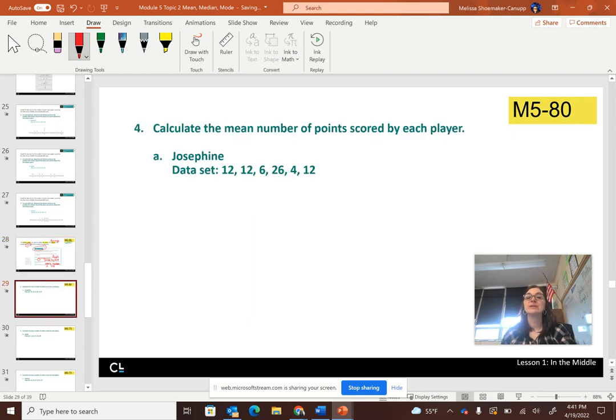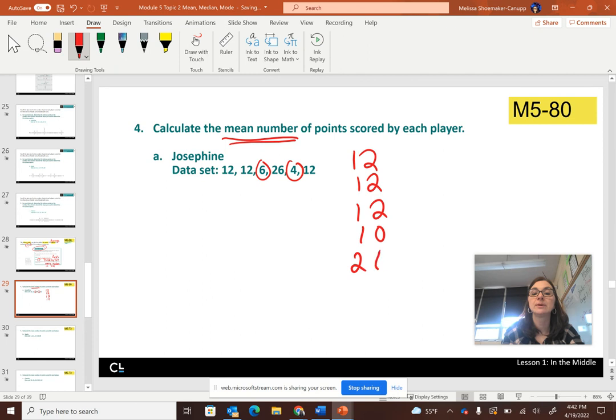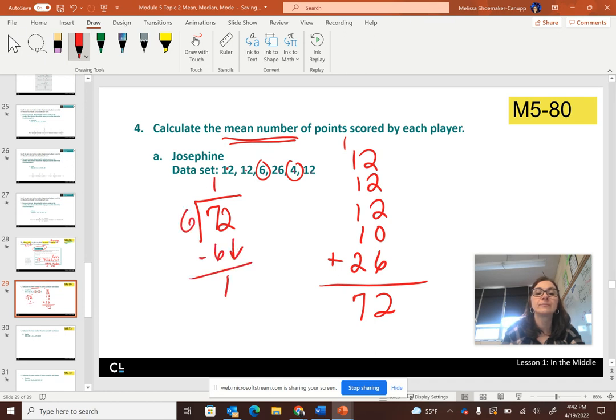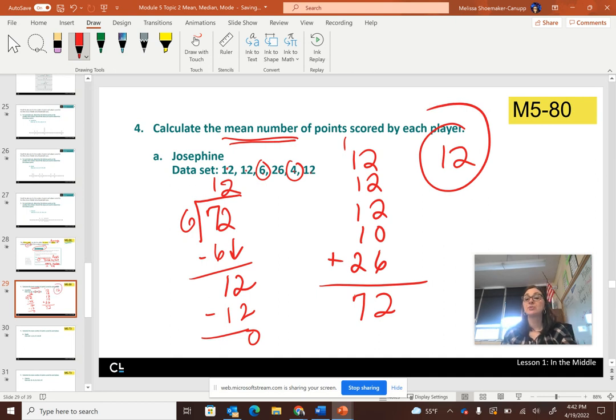Okay, I'm going to do an example here. Calculate the mean. So I have to add up my numbers. 12, 12, 12. I know 6 plus 4 is 10. So I took a shortcut. 6, 7, 8, 9, 10, 11, 12. 1, 2, 3, 4, 5, 6, 7. 72 divided by 6. So I know the mean of these numbers is 12.